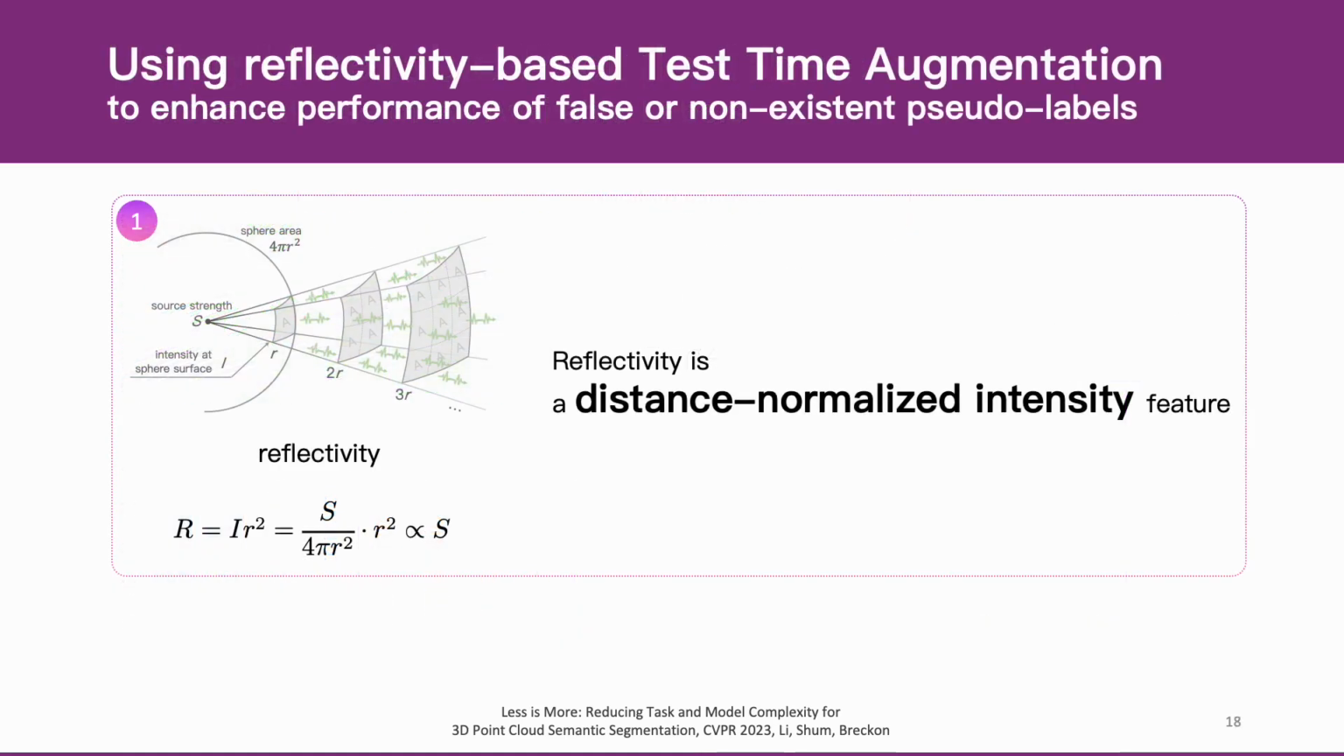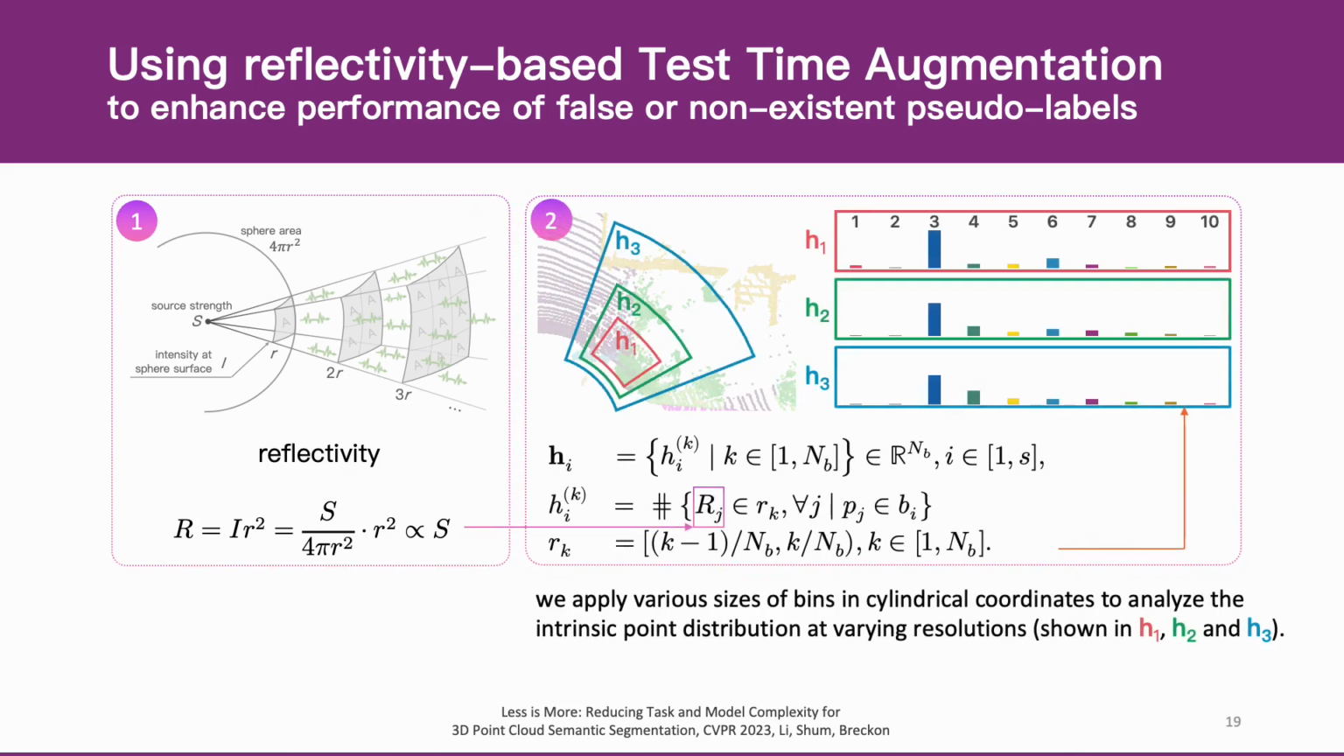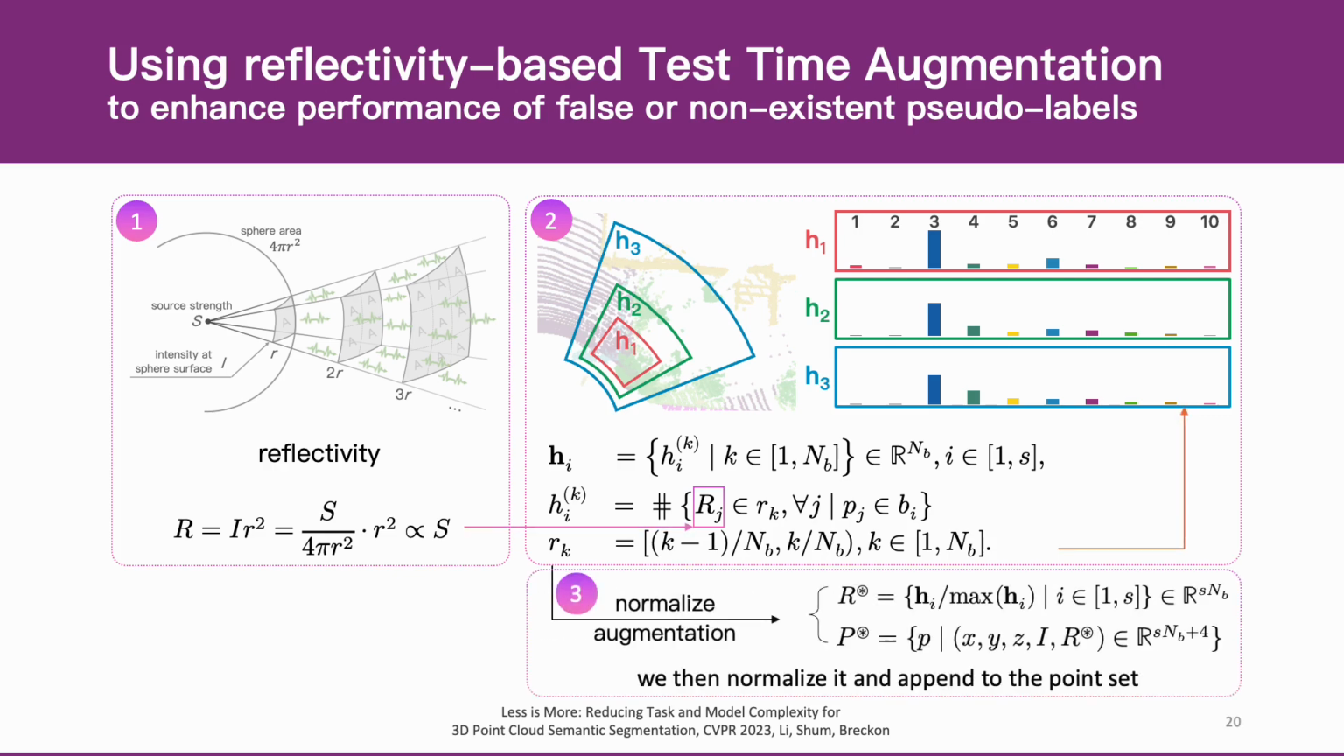To obtain minimal accuracy degradation, despite very few weak labels, we propose a test time augmentation, TTA, that does not depend on any label, but only relies on a feature of the original LiDAR points themselves, namely reflectivity. Intuitively speaking, reflectivity is a distance-normalized intensity feature. To utilize the reflectivity features, we apply various sizes of bins in cylindrical coordinates to analyze the intrinsic point distribution at varying resolutions. We then normalize it and append it to the point set for training.